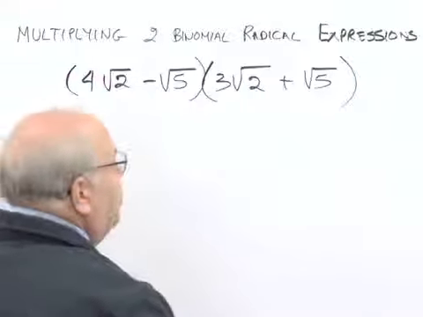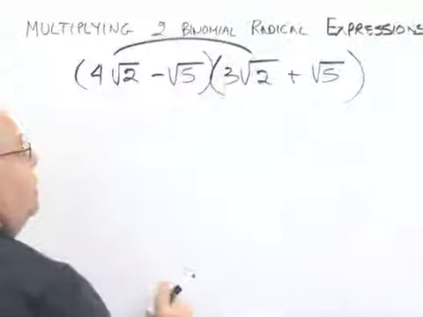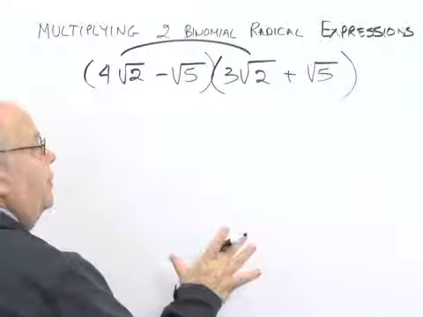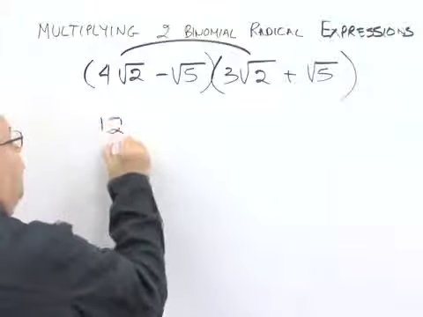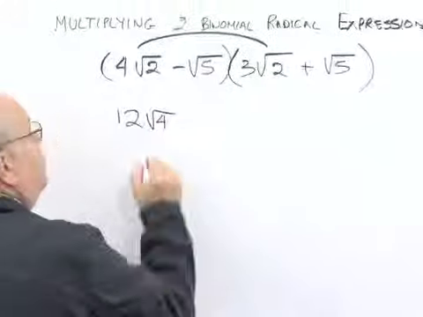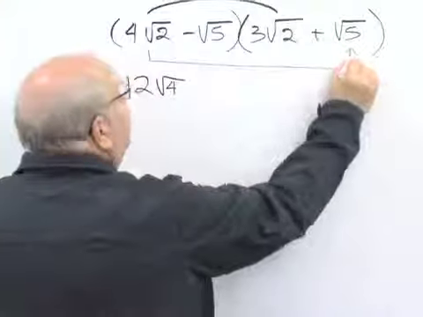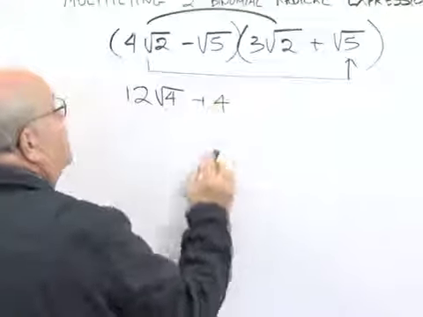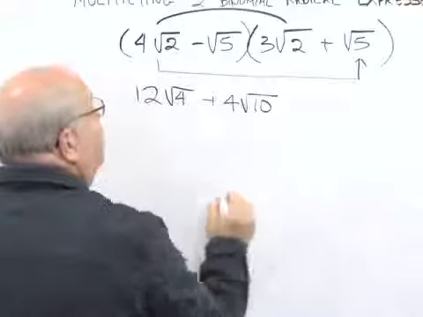We're going to use our FOIL method and multiply the first terms, being sure that we keep separate the numbers outside the radical and the numbers inside the radical. 3 times 4 is 12, and the square root of 2 times the square root of 2 is the square root of 4. If we do the outside product next, we have 4 outside the radical, and inside the radical, the square root of 2 times the square root of 5 is the square root of 10.